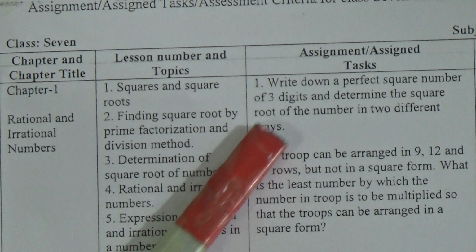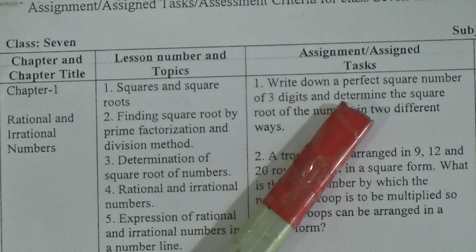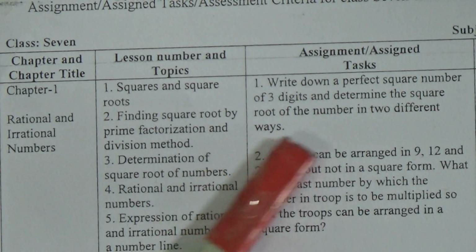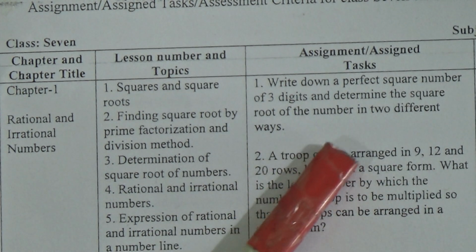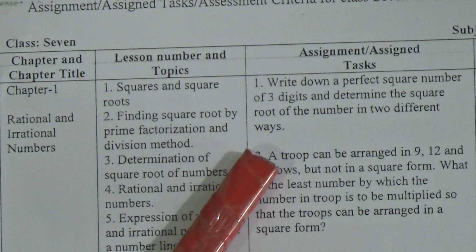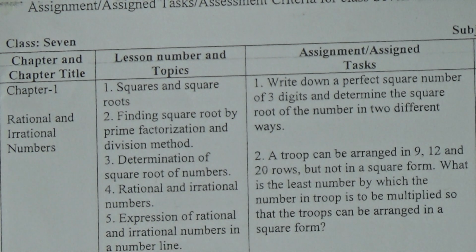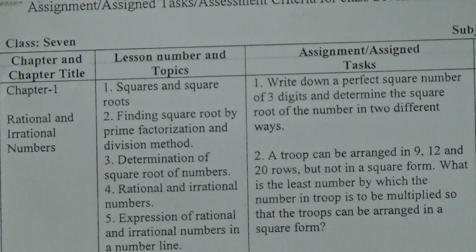The first question is, write down a perfect square number of 3 digits and determine the square root of the number in two different ways. There are two ways to solve a square root number. The first way is prime factorization and the second way is the division method. First of all, you need to write down a perfect square number which contains 3 digits.